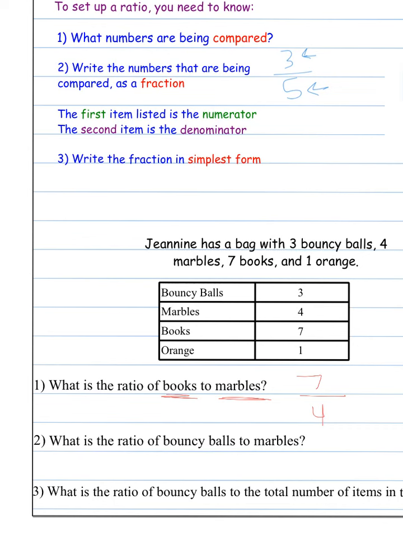so there is our answer. Number 2, what is the ratio of bouncy balls to marbles? Again, we are comparing bouncy balls to marbles this time. Bouncy balls, there are 3. That's our numerator. And the marbles, since that's the second one listed, is our denominator, which would be 4. 3/4 can't be simplified, so we are done.